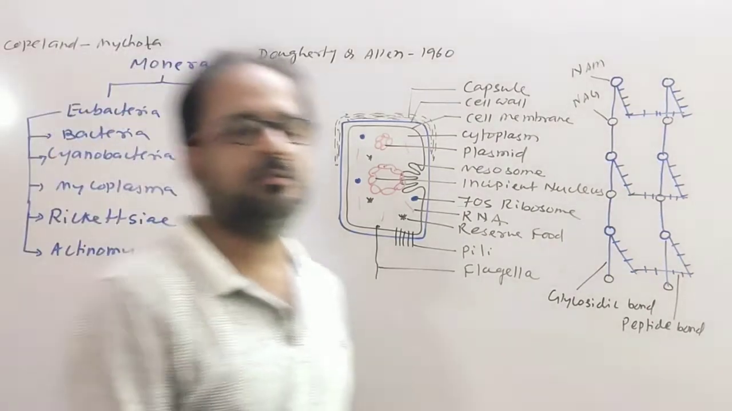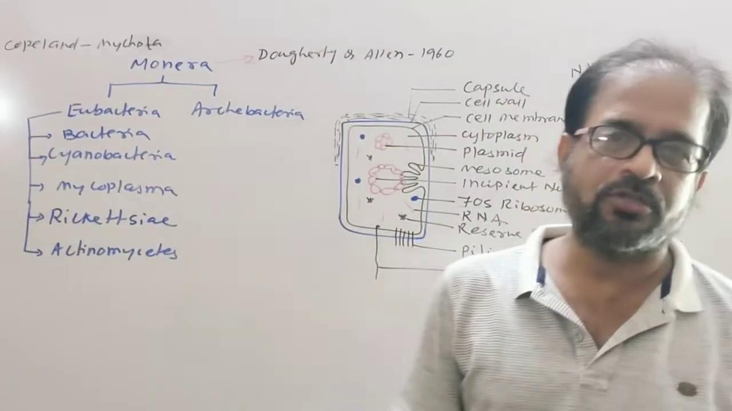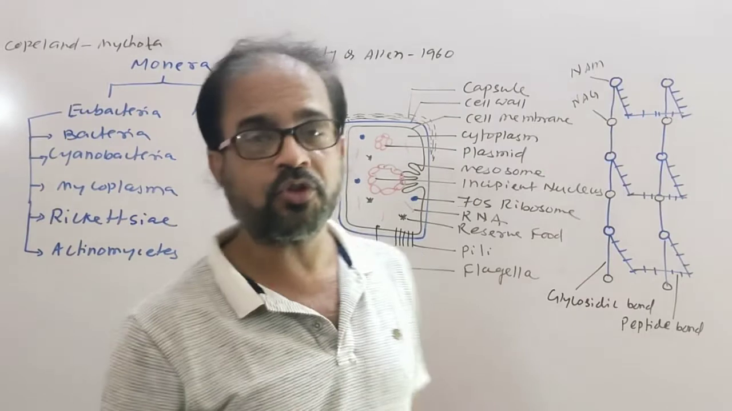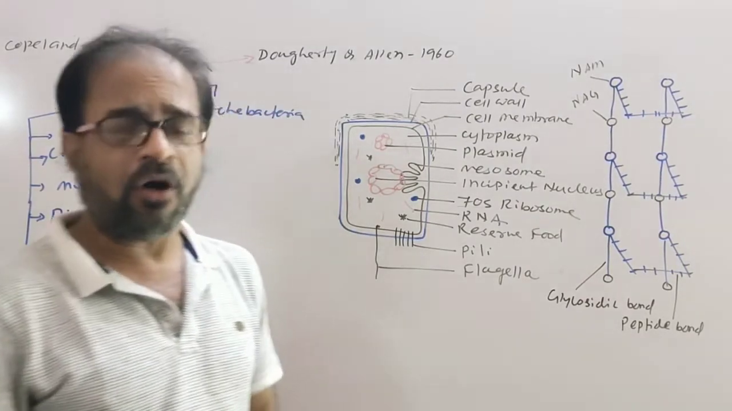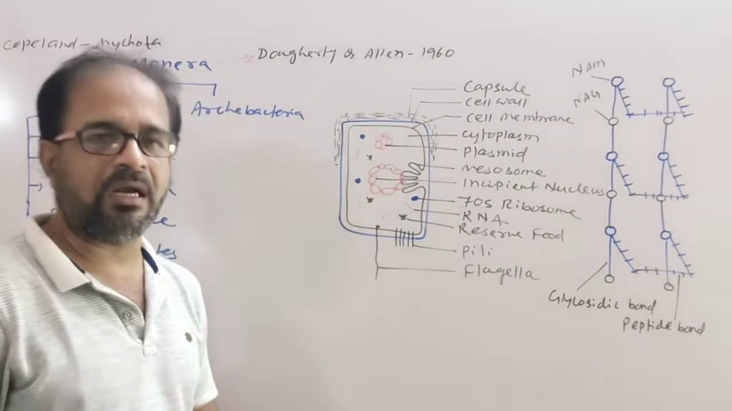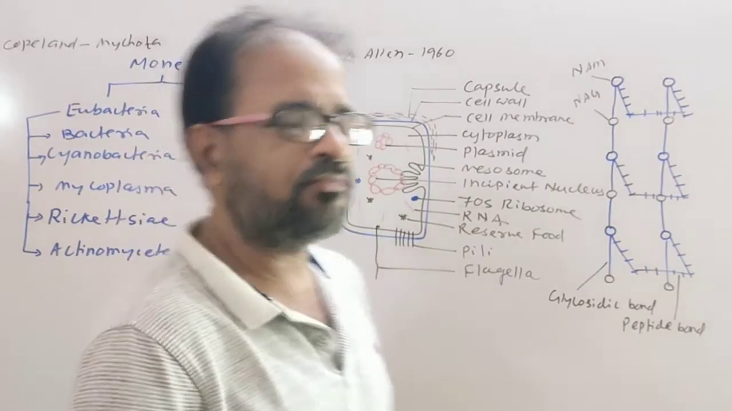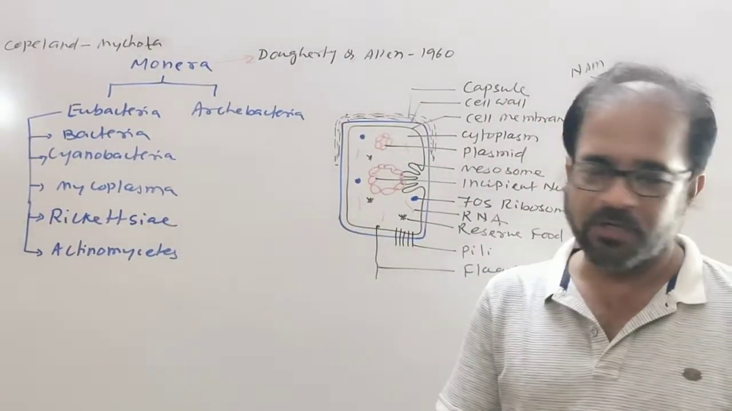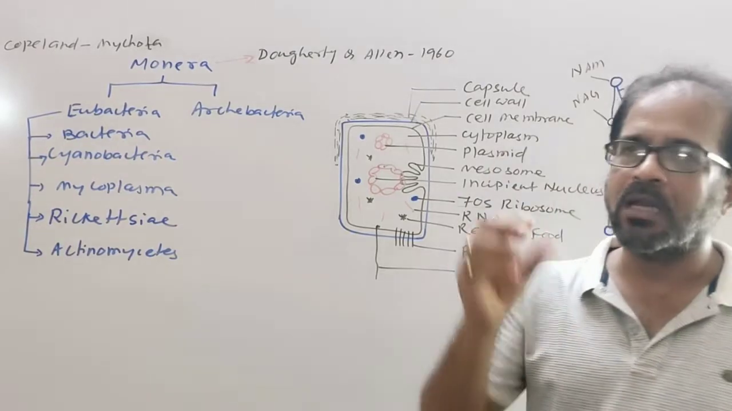Good morning, students. Last class we discussed the five kingdom system of classification proposed by R.H. Whittaker. All living beings were divided into two kingdoms by Carl Linnaeus, Plantae and Animalia. And Haeckel proposed a three kingdom classification: Protista, Plantae, Animalia.